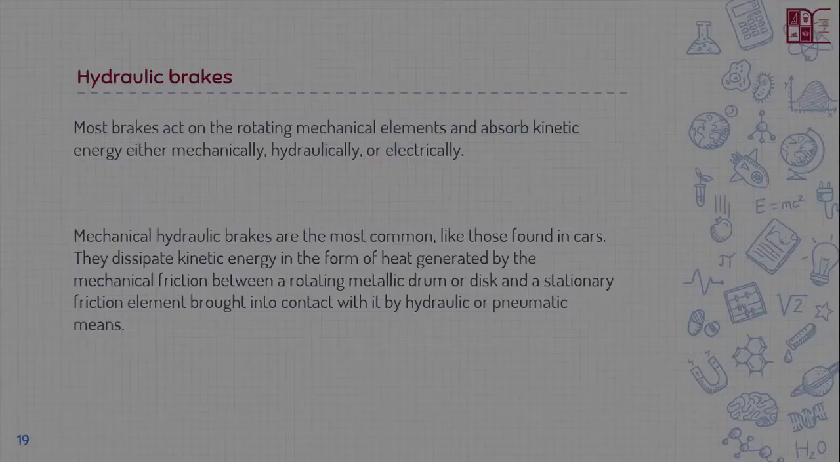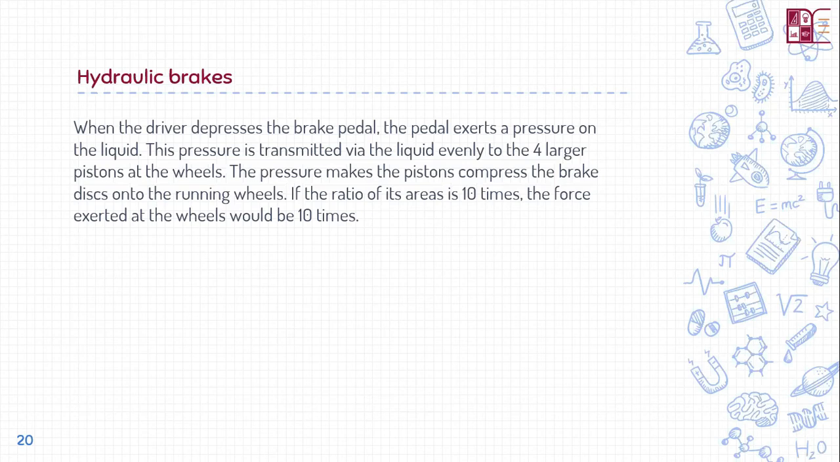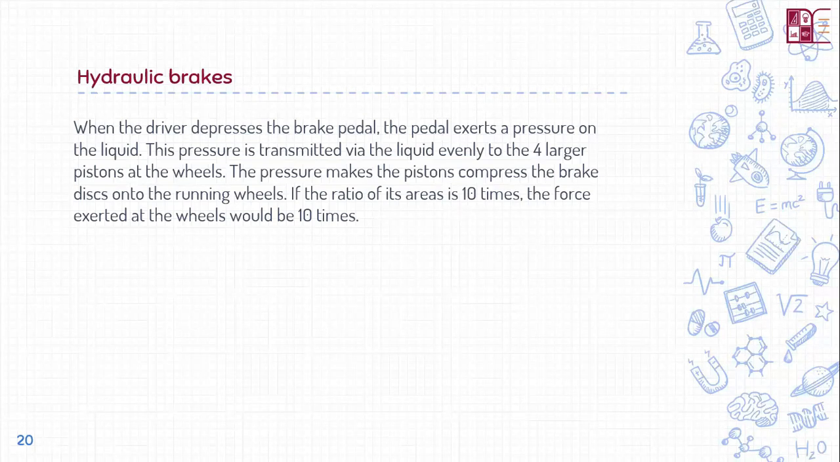So what happens is when the driver depresses the brake pedal, the pedal exerts a pressure on the liquid. This pressure is transmitted via the liquid evenly to the four larger pistons at the wheels. The pressure makes the pistons compress the brake disc onto the running wheels. If the ratio of the areas is 10 times, the force exerted at the wheels would be 10 times. So when you press the brake pedal, a smaller area, a smaller piston, you apply a smaller force. But then when it's distributed, it's got a bigger plate at the brakes.